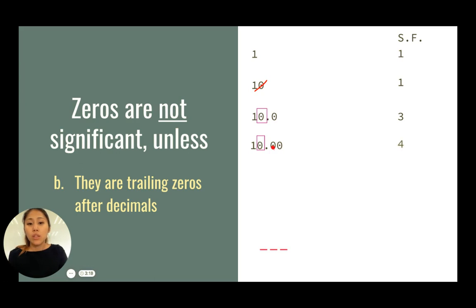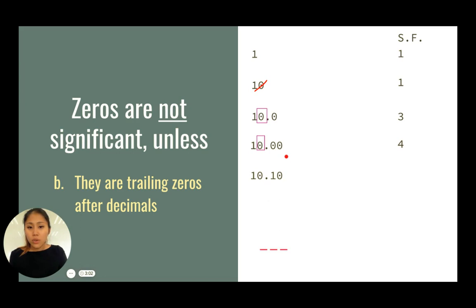Similarly, this one is also sandwiched, if you could think about it that way. So that makes these 4 digits all significant. So we have 4 significant figures in this value. On to the next one.